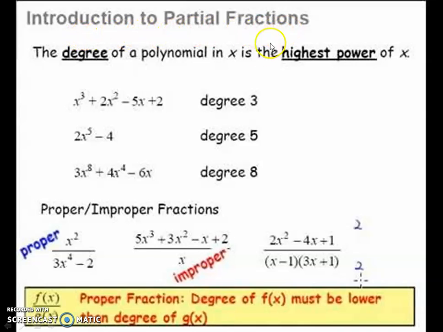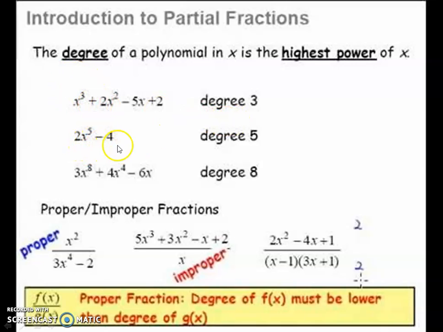Introduction to partial fraction. The degree of a polynomial in x is the highest power of x. Here the expression is x cube plus 2x square minus 5x plus 2. The highest degree of x here is 3, here 2, here 1, and here 0, that is, the x variable is not present. X raised to 0 is always 1. So here the highest degree is 3.